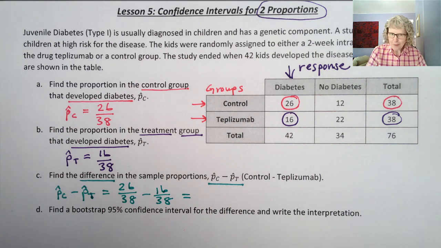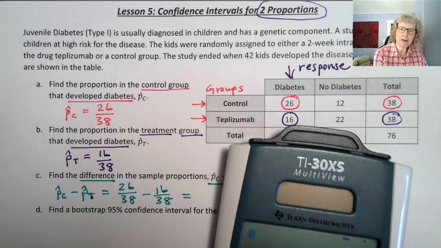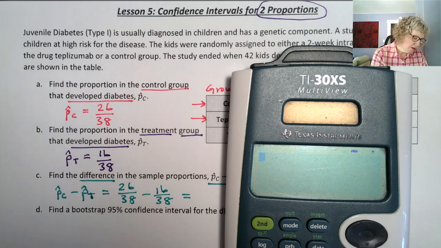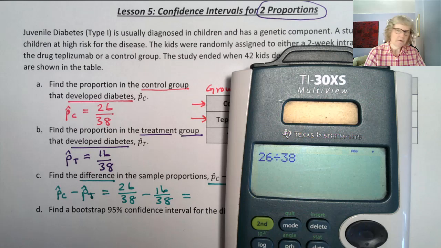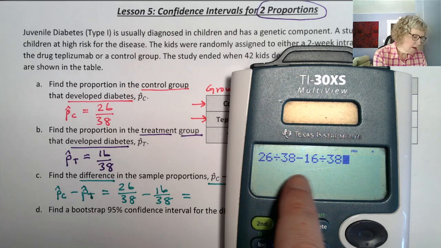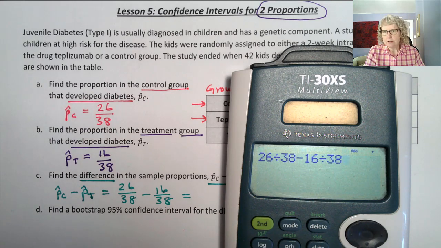And they do have a common denominator, so you could do 26 minus 16 over 38. I'm just going to, because we won't always have a common denominator, treat it as if they're not. 26 over 38, which I'm just using the division button, 26 divided by 38 minus 16 divided by 38. And because division comes before subtraction, it's going to subtract those two fractions for me.